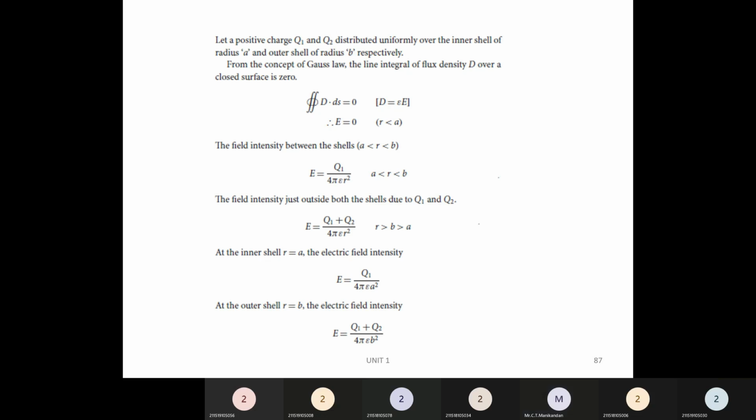So at R equal to A, the electric field is given by the formula Q1 divided by 4 pi epsilon A square. At R equal to B, the field intensity is given by Q1 plus Q2 divided by 4 pi epsilon B square.